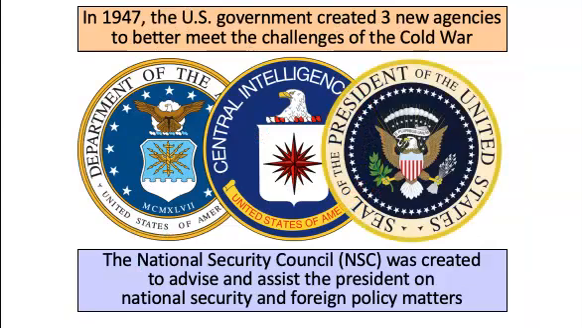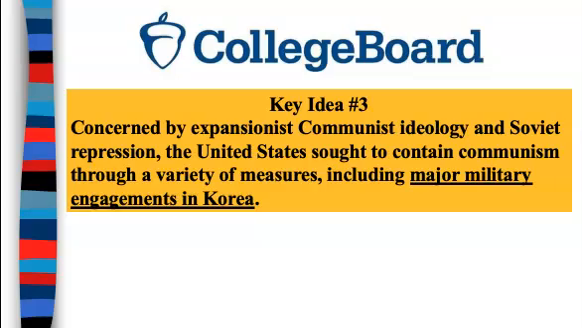In addition to this, a third new agency that's created to better meet the challenges of the Cold War is the National Security Council. This was created to advise and assist the President on national security and foreign policy matters, leading us to key idea number 3. Concerned by expansionist communist ideology and Soviet repression, the United States sought to contain communism through a variety of measures, including major military engagements in Korea.